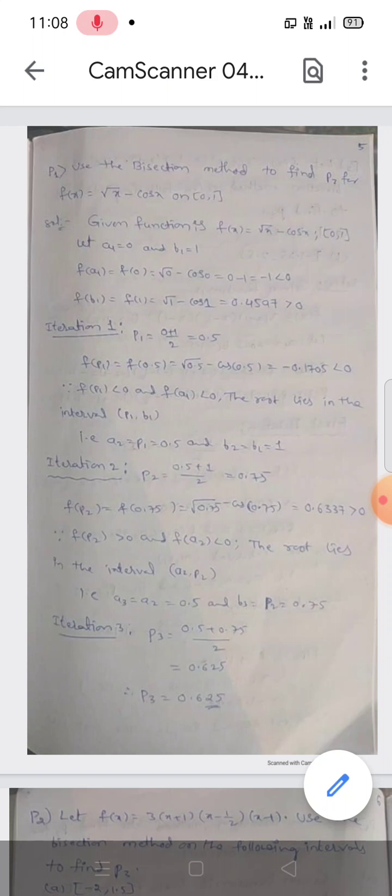Next, iteration 2. p2 is equal to a2 plus b2/2 is equal to 0.5 plus 1/2 equals 0.75. Next, f of p2 is equal to f of 0.75 is equal to square root of 0.75 minus cos of 0.75. Simplifying, the answer is 0.6337. This is greater than 0.